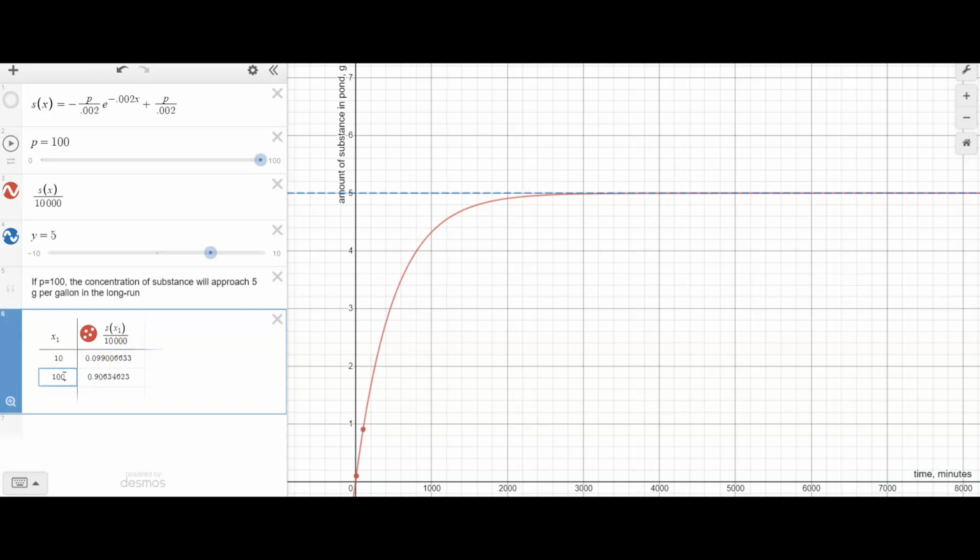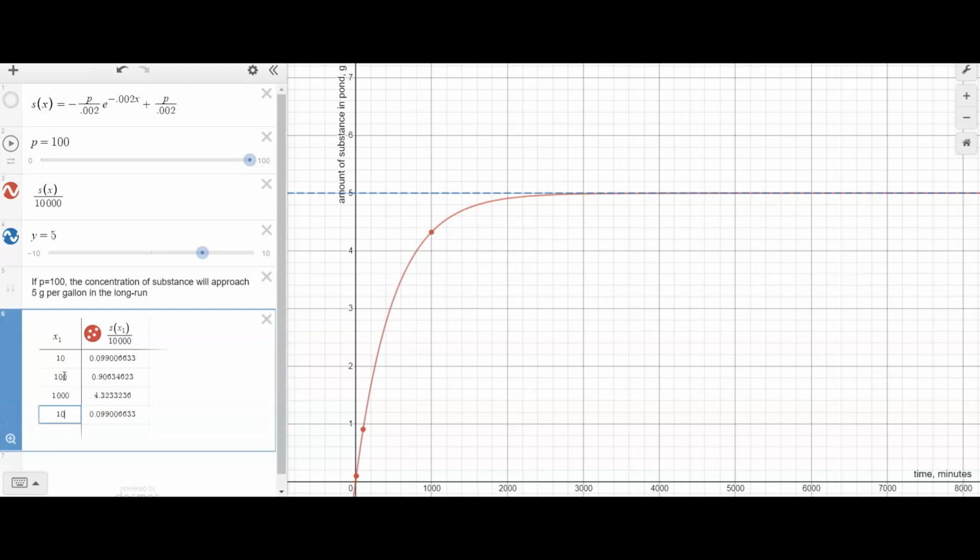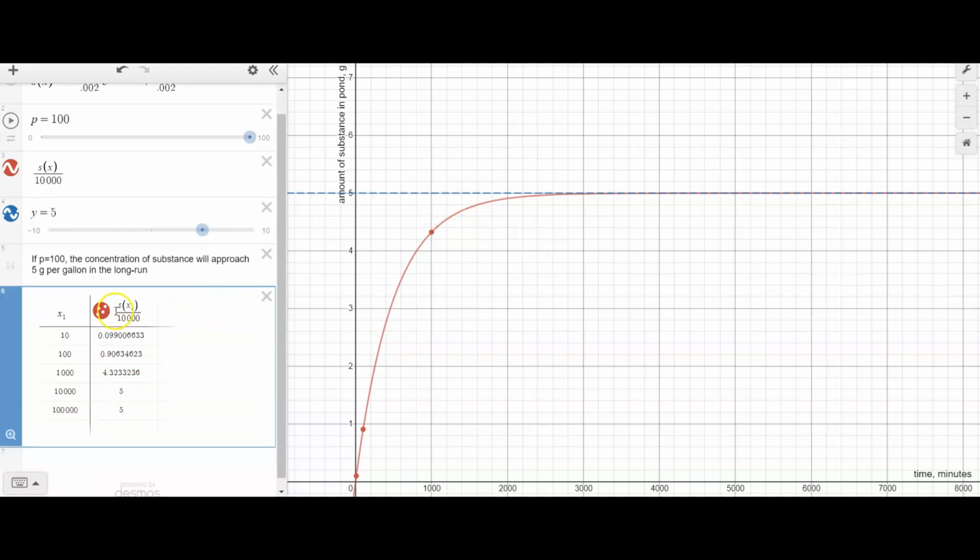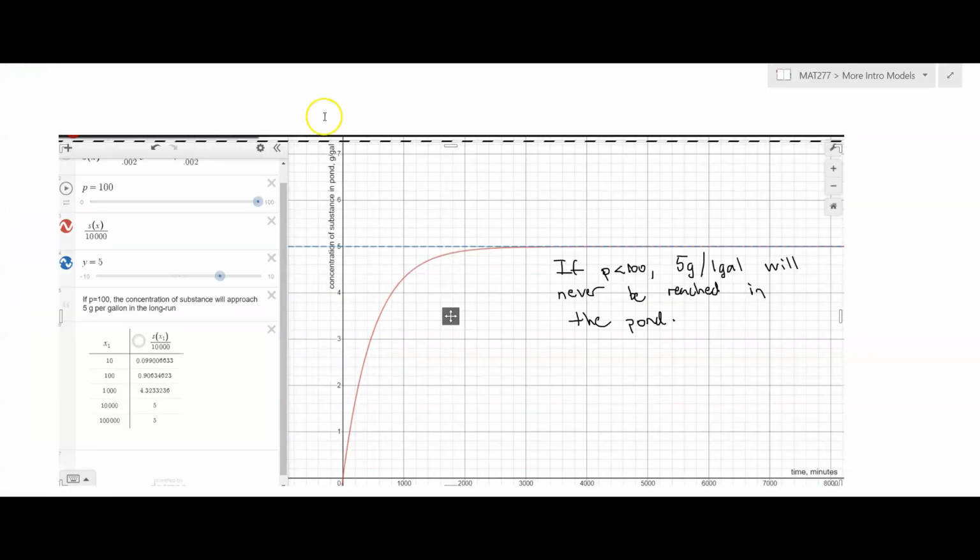And now at time 100, at time 1,000, at time 10,000, you can see that progressively these concentrations are approaching 5. And so after time 100,000. Now if you don't want to show these points on the curve itself, you see that it's actually putting them on there, you can uncheck that box. And just to add closure to this problem, we state that if p is less than 100, 5 grams per gallon will never be reached in the pond.